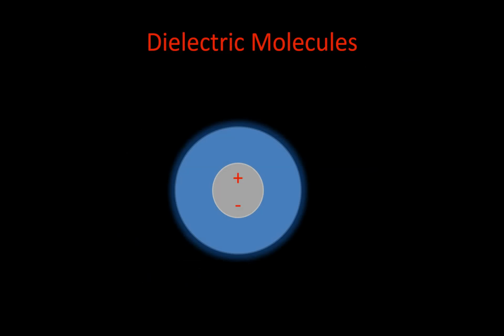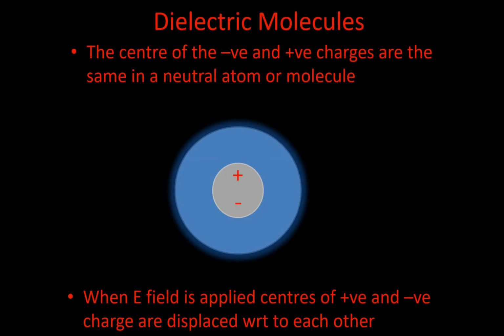So we're nearing the end of our discussion on capacitance here, and one of the last things I want to discuss is what actually happens to the dielectric itself. In this particular case, we have a dielectric molecule. It will have a positive and a negative side to it. The electrons will be buzzing around the molecule on the outskirts, and the positive charges will be located towards the inside of our molecule. So the centers of the negative and positive charges are essentially the same, as in a neutral atom.